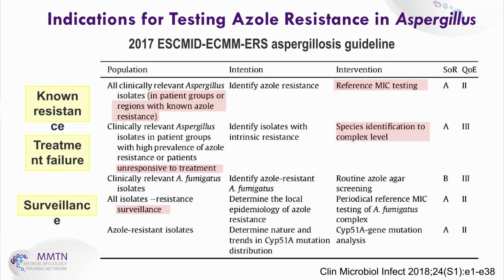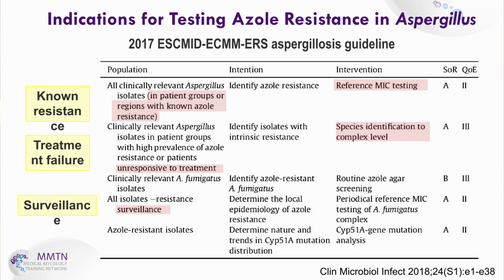In clinical practice, what are the indications for testing azole resistance in Aspergillus? The ECMM guidelines suggest that clinically relevant Aspergillus isolates from patient groups or regions with known azole resistance, or from patients not responding to azole treatment, we should test the isolate for azole resistance. It is also important to conduct resistance surveillance to determine the local epidemiology of azole resistance.